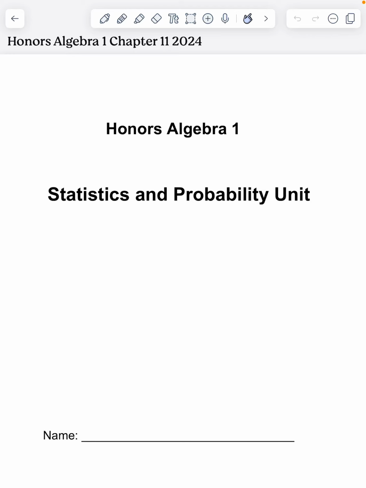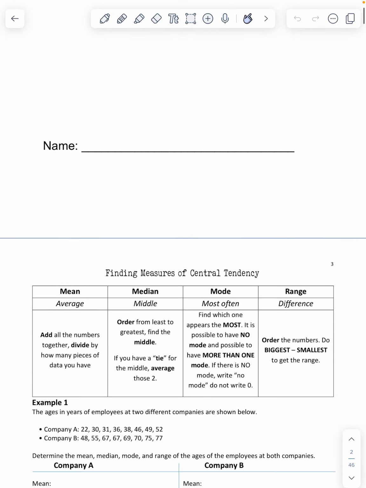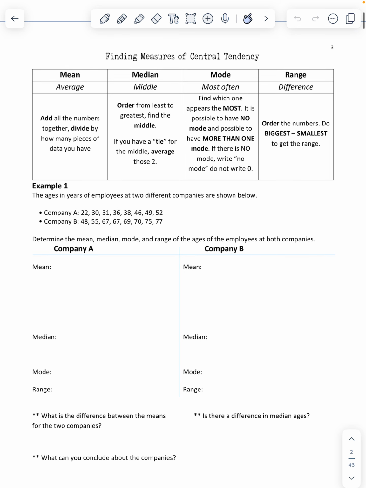Okay, in this unit, we are going to be looking at probability and statistics, and we start out with some statistics. Now, some of this is a refresher, but still, I'm sure you probably will need it. So we've got the measures of central tendency to start. That's fancy for mean, median, mode, and range. Here are all the definitions.